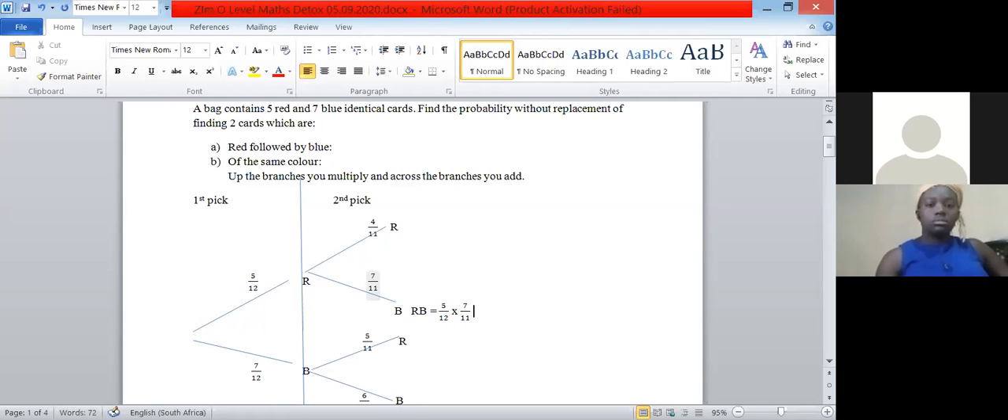Right? And then this will be equal to, what is 7 times 5? That's 35. And then 11 times 12, 1 plus 2, 3, that's 132, right? So it will be 35 over 132. Probability of red followed by blue. There is no other case where we have red followed by blue. Do you see that? It's only here. And we take this probability times that probability because we are going up the branches.